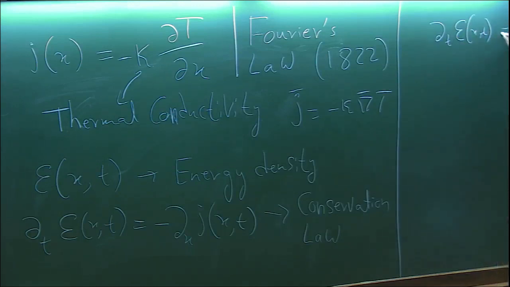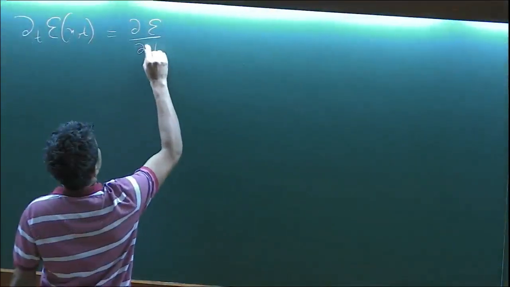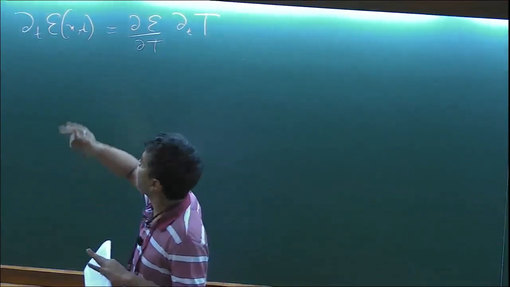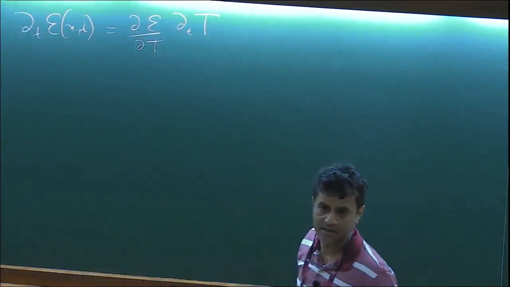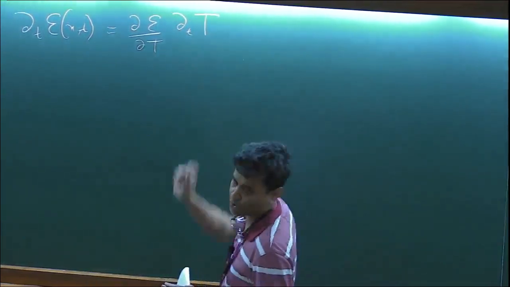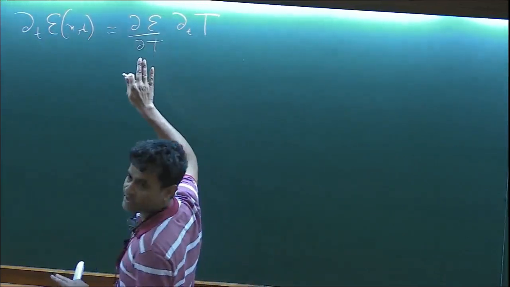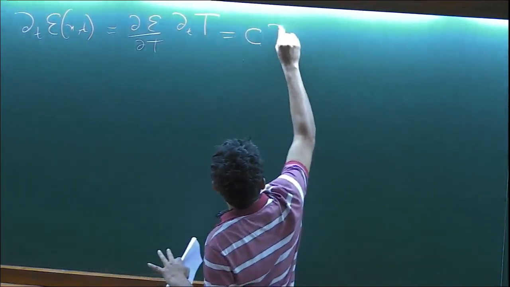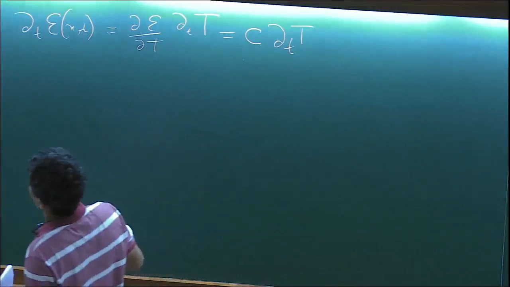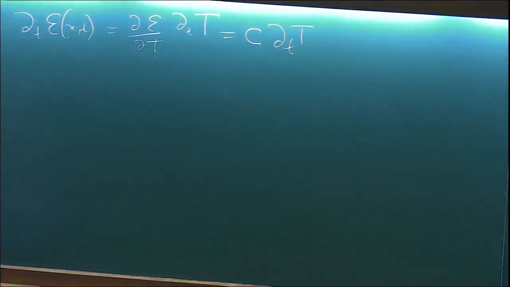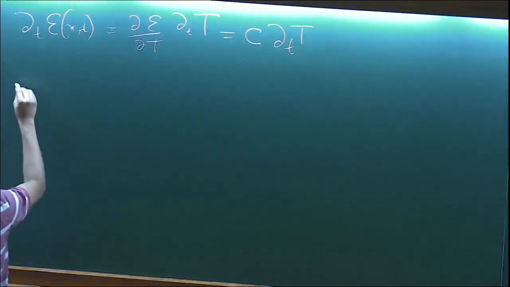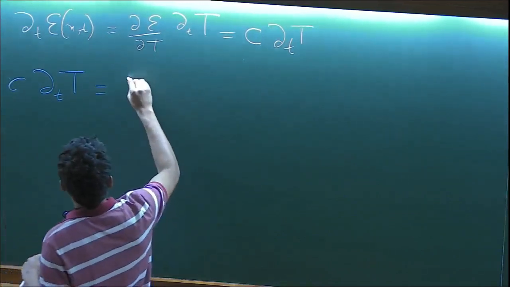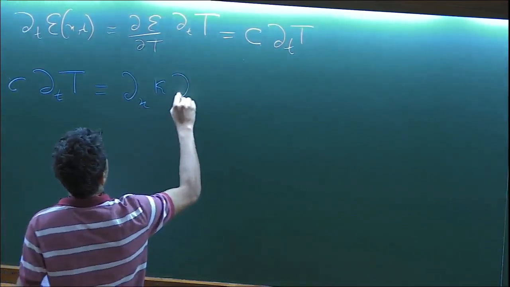I can write this as del E by del T, since the energy density should depend on the temperature, and then del T by del small t. This is of course the specific heat per unit volume of the system. So what I get is specific heat times del T del t equals del x kappa del x T.